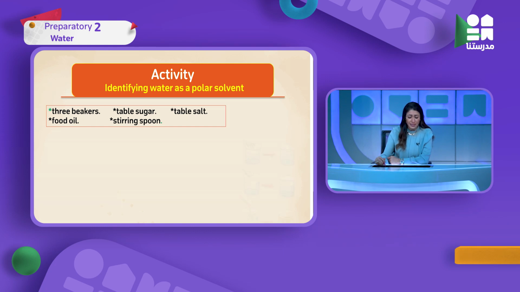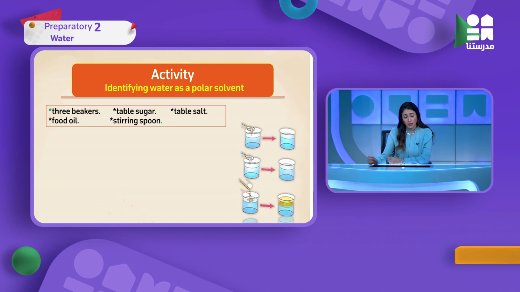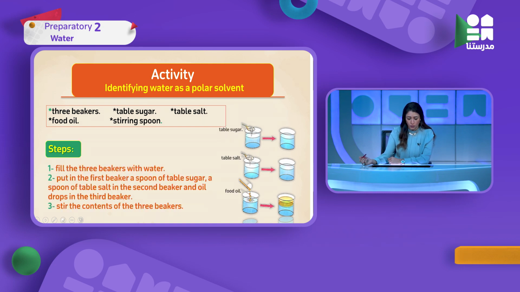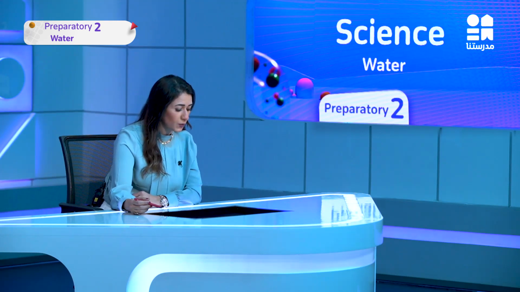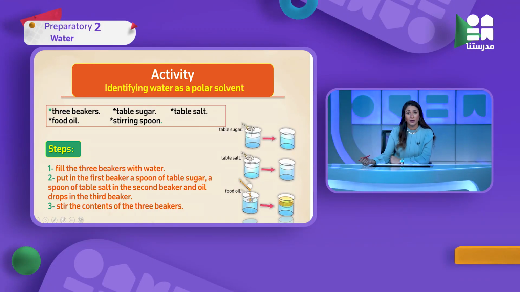طيب إيه الsteps بقى؟ I will bring my beakers 3 beakers and I will fill them with water. The first one I will add table salt and the second one I will put sugar and the third one I will add oil. What do you think? Which one will dissolve and which will not dissolve? But let's look at our activity.